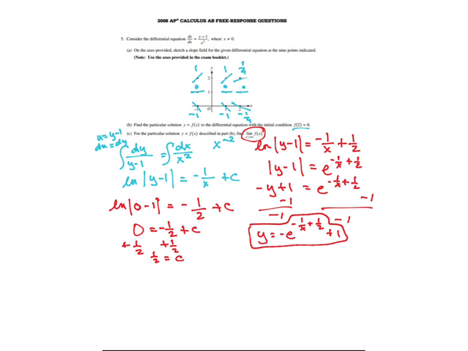Part C says, find the limit as x goes to infinity of this function. It's been a while. So we're going to look at it. The limit as x goes to infinity means that I plug infinity in for x here. What's 1 over infinity? If I divide 1 into infinitely many pieces, how big are my pieces? Really, really small, right? So that zeroes out that piece.